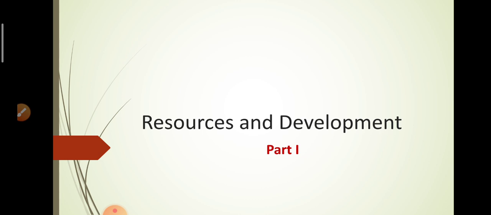Resources and development. In the chapter, we are going to discuss what is a resource, the different types of resources. We'll also discuss how these resources lead us to the path of development, that is, how these resources help human beings to develop, and therefore why the planning and conservation of these resources becomes important. So let us begin.